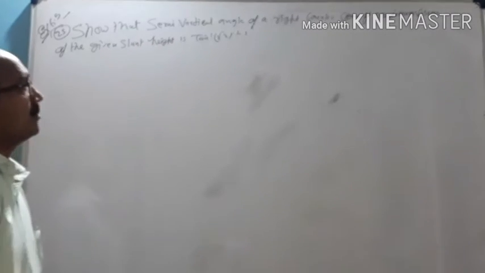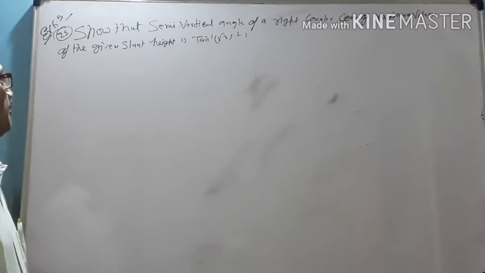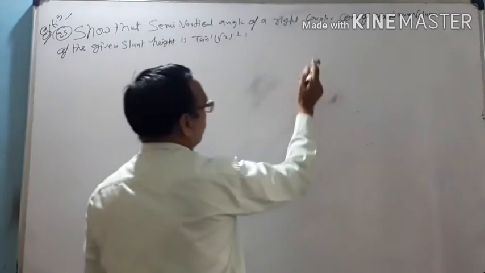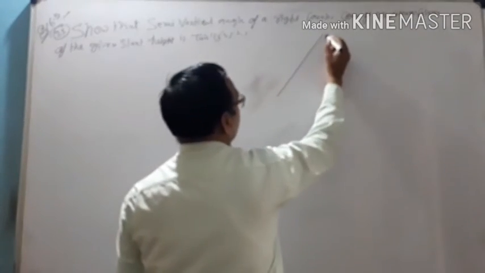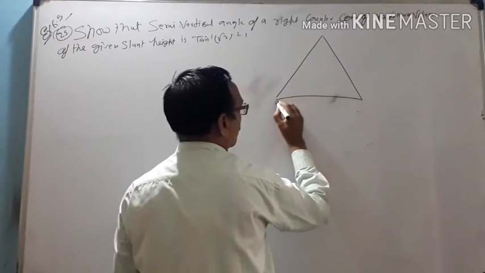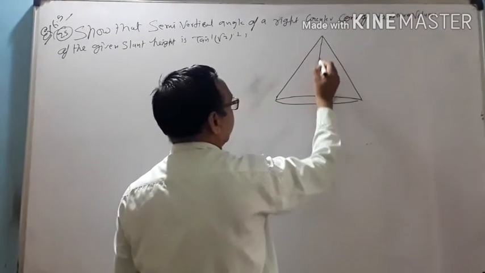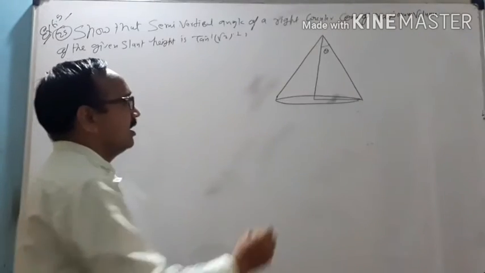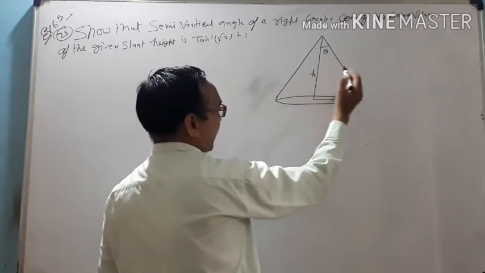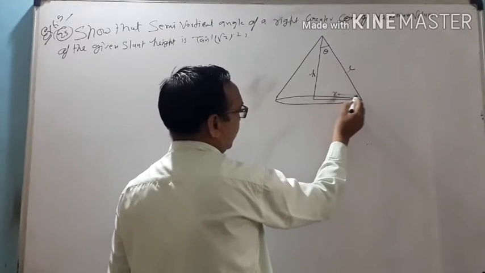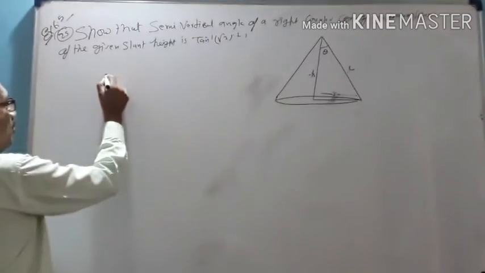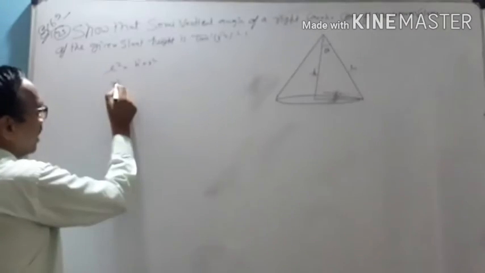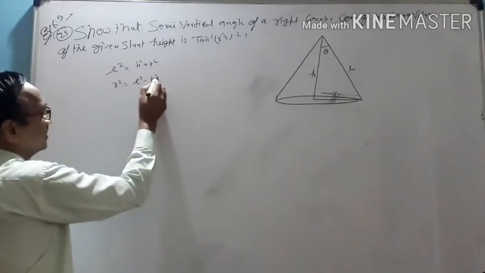Another question: the semi-vertex angle of a right circular cone of maximum volume of the given slant height is tan inverse root 2. So we have a right circular cone. Its semi-vertex angle is, let me suppose, theta. The height of the cone is h, its slant height is l, and let the radius be r. By Pythagoras theorem, l square is equal to h square plus r square, or r square equals l square minus h square.